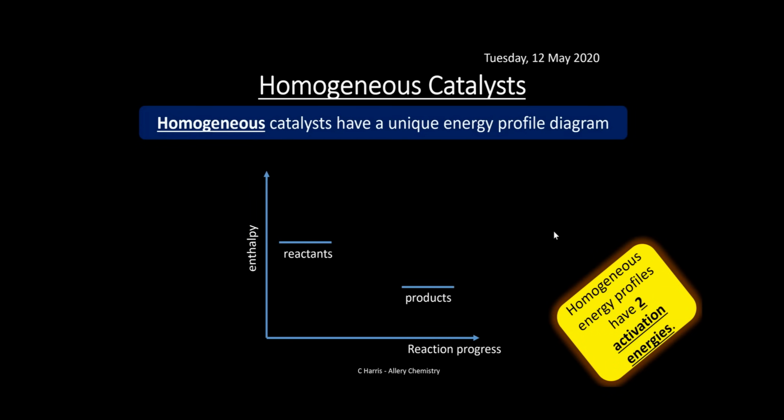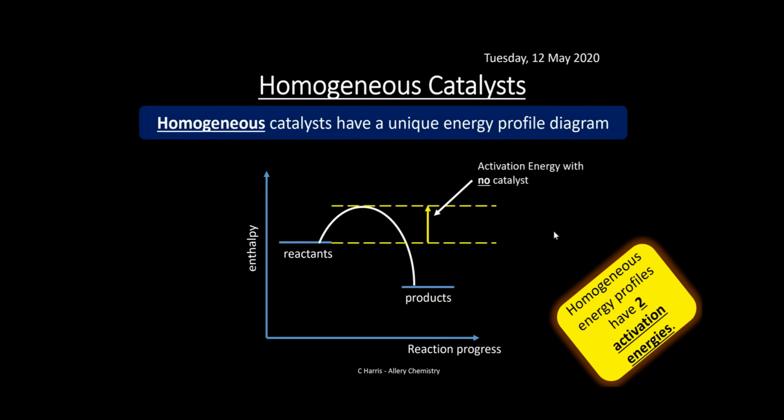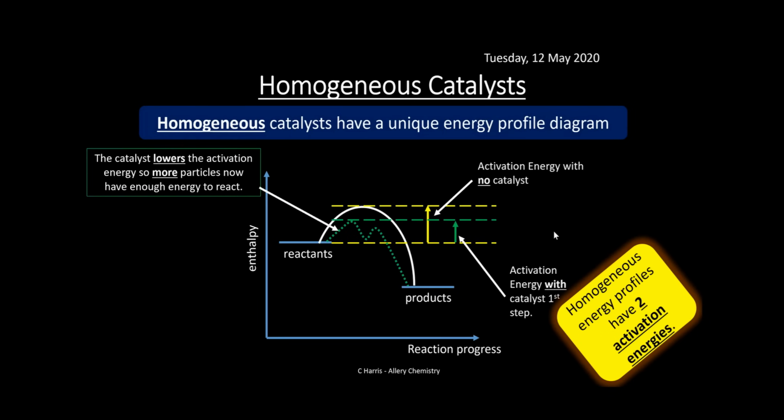But let's say we've got reactants and products, and we're showing our reaction progress here. Normally, with this type of reaction, this is the activation energy with no catalyst at all. But when we add a homogeneous catalyst in, we know a catalyst reduces the activation energy. So this is the activation energy with the catalyst in the first step. You can see the catalyst lowers the activation energy. So we have this kind of double step here. We have a first energy profile here, and then it drops. And then we have another bit of energy required to finally produce our product.